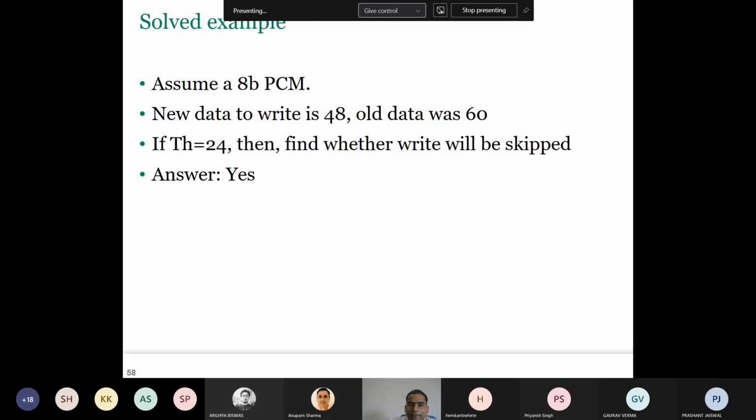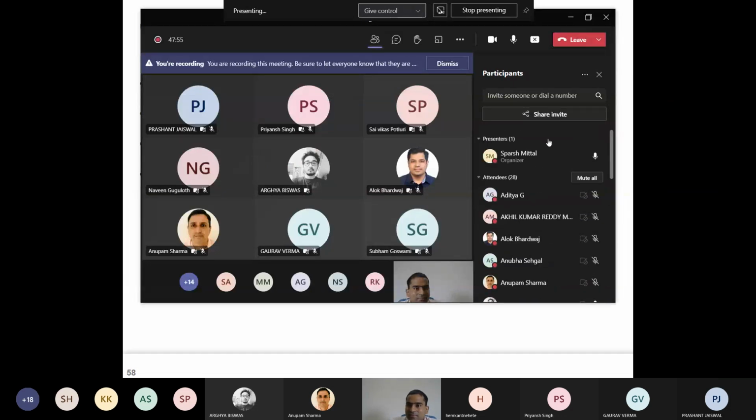Suppose we have an 8-bit PCM. The old data was 60 and the new data that we want to write is 48. Now suppose our threshold is 24. Then you can subtract 60 minus 48, and anyway you have to take the absolute value. So this 12 is less than 24.